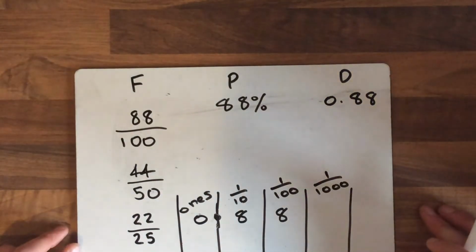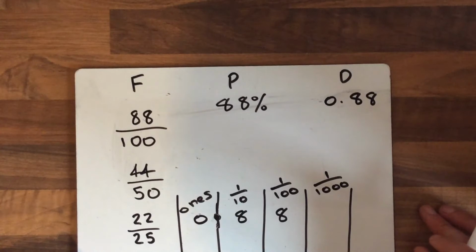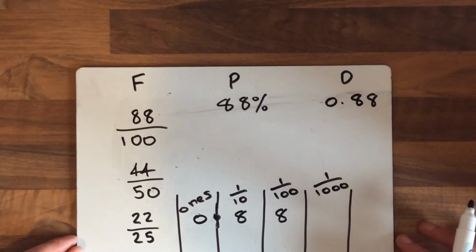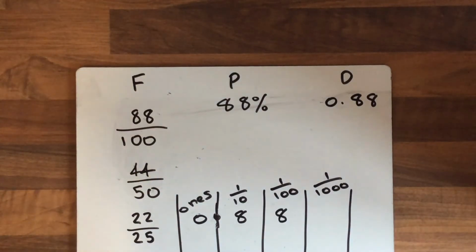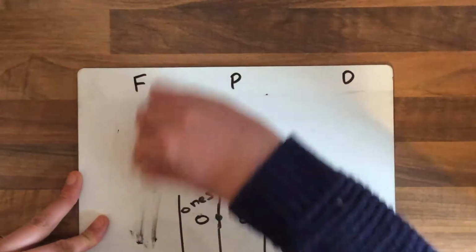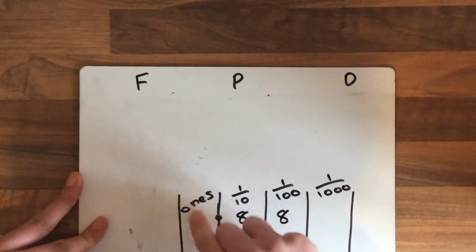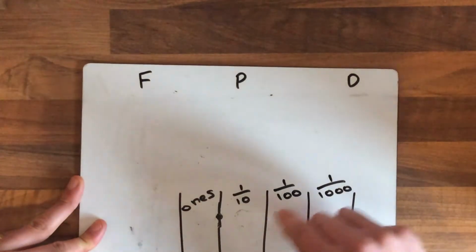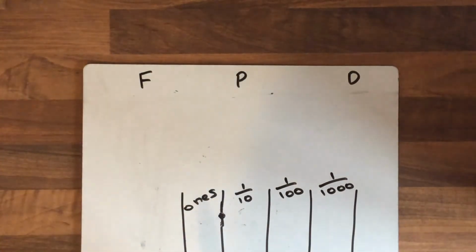And then we look at that. Is there any number that goes into both 22 and 25? No, there isn't, so that is in its simplest form. So all of those fractions on that board, all of those percentages and decimals, they're all identical to each other.